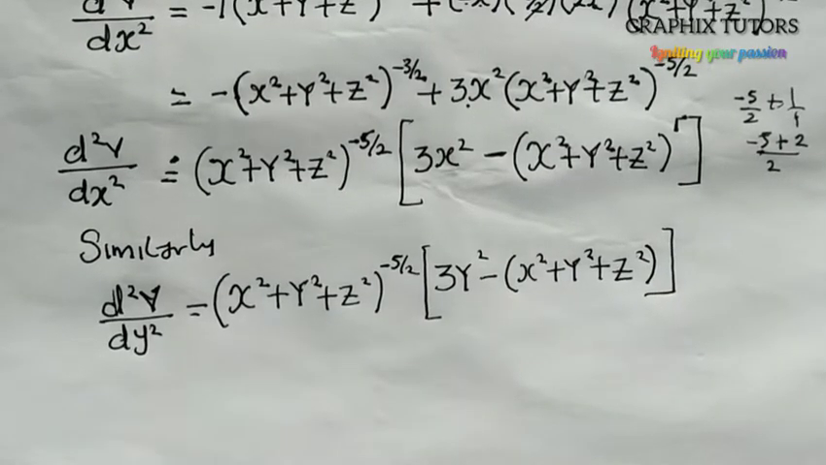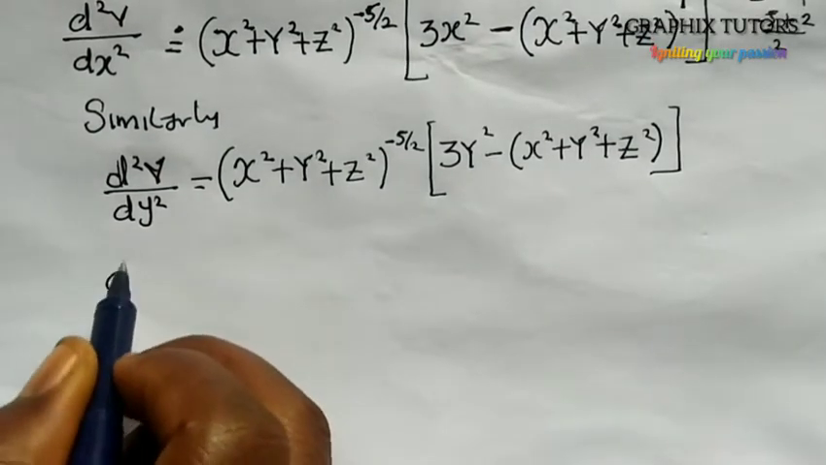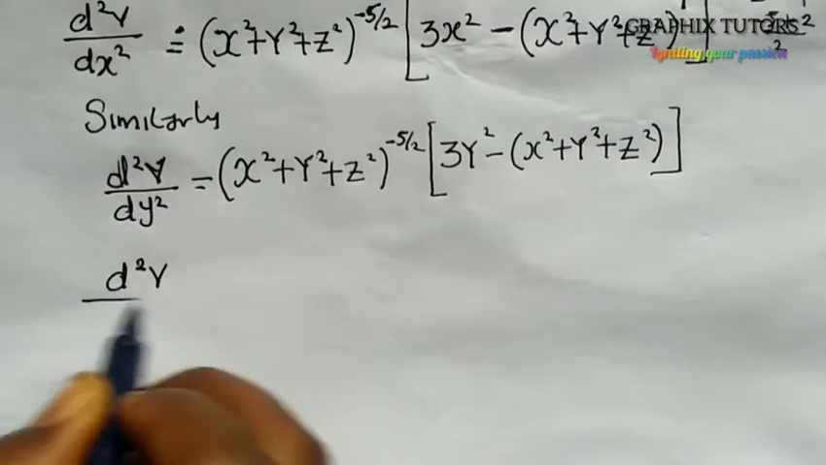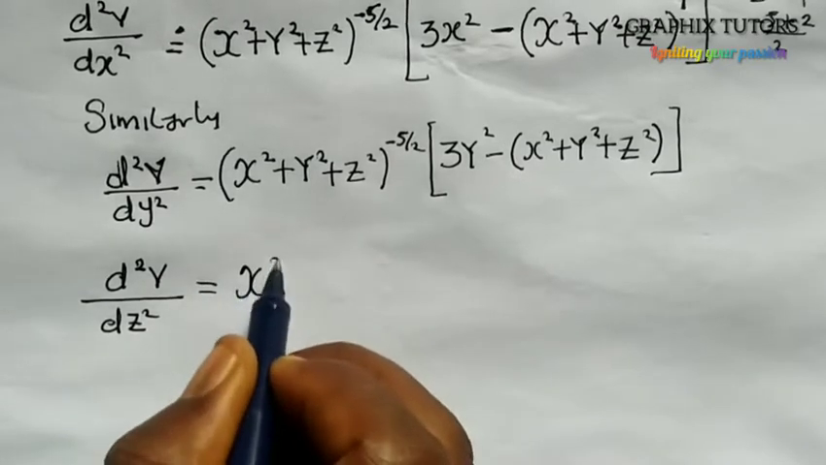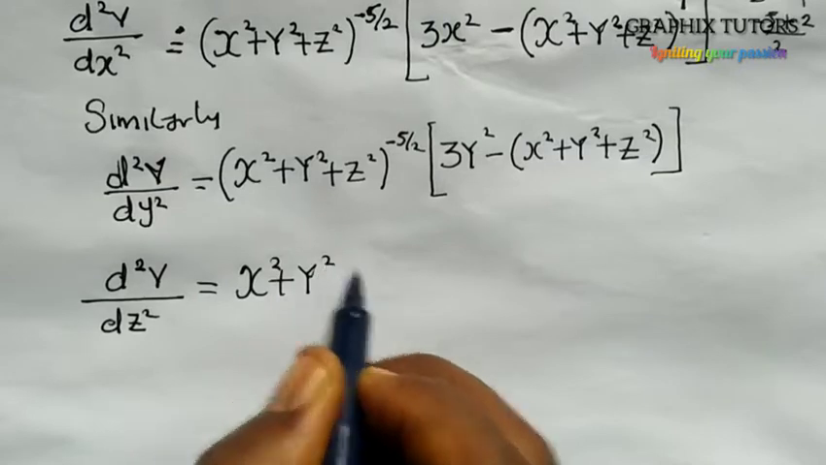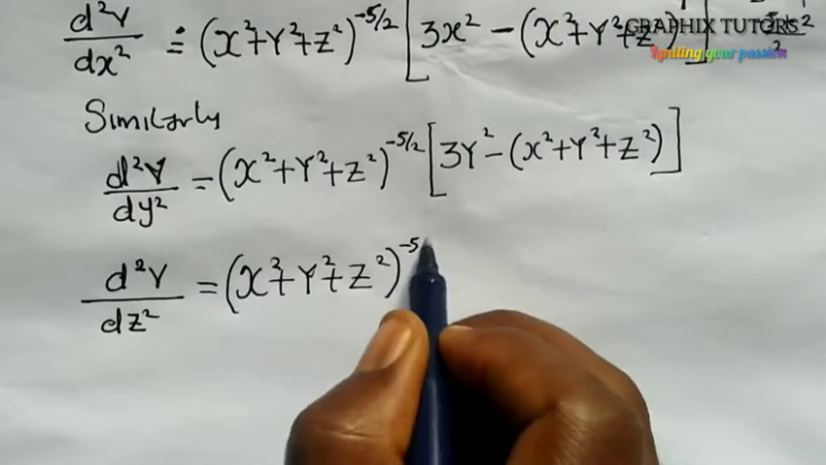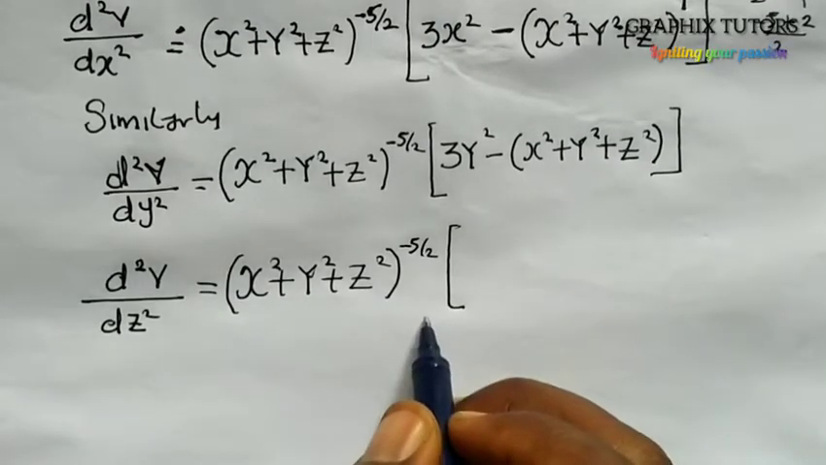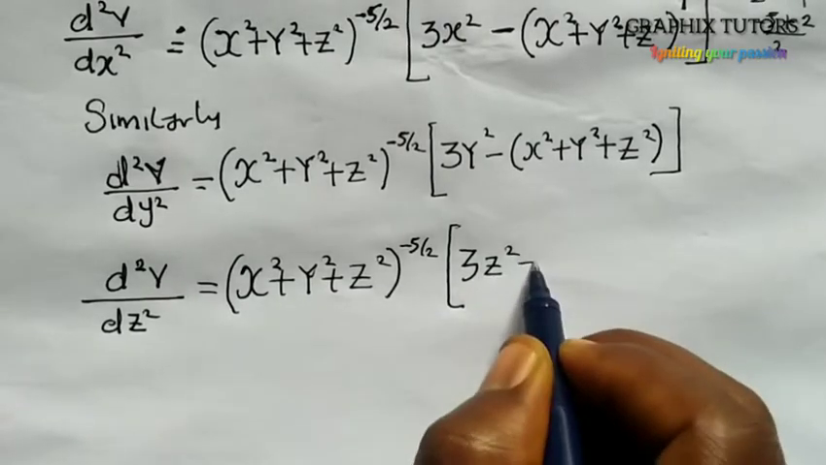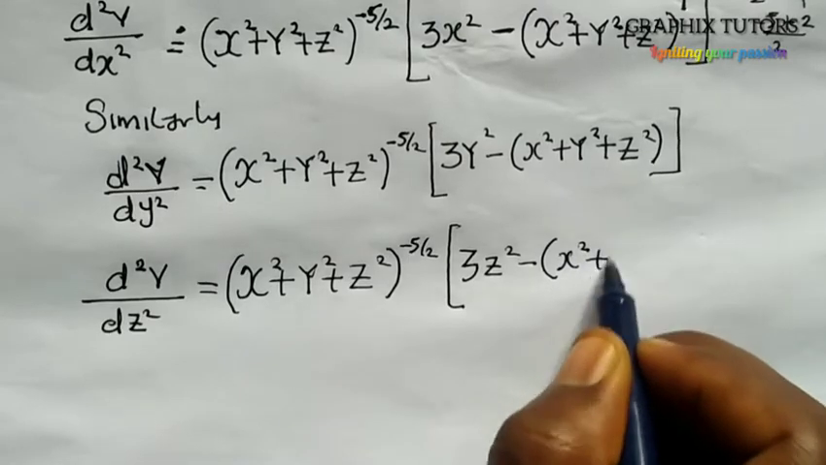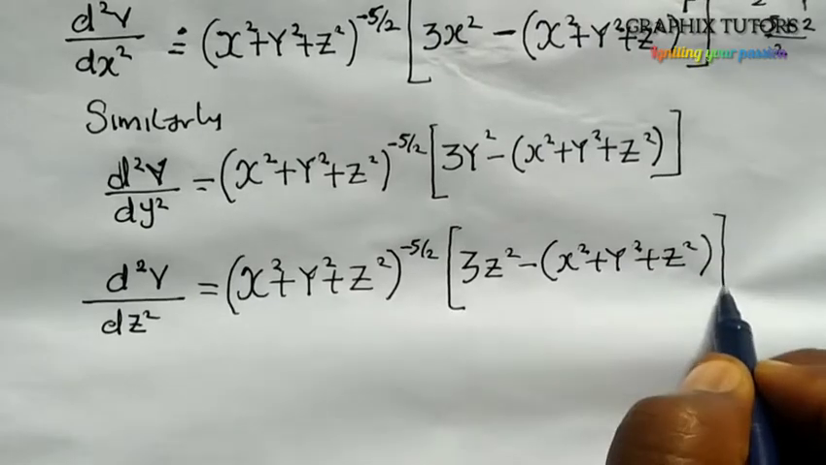So if I do z times of z, the square v all over what? The z square will now give me, I'll write x square plus y square plus z square to the power of minus 5 over 2, open the bracket. So since I'm dealing with z, I'll be having 3z square minus bracket x square plus y square plus z square, and I'll close it up.